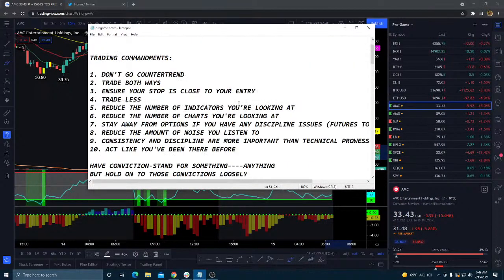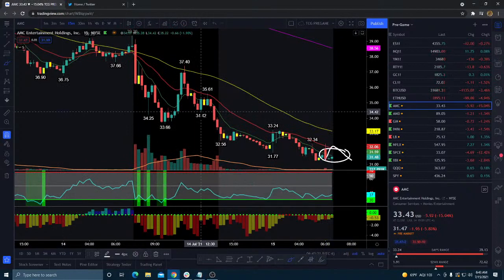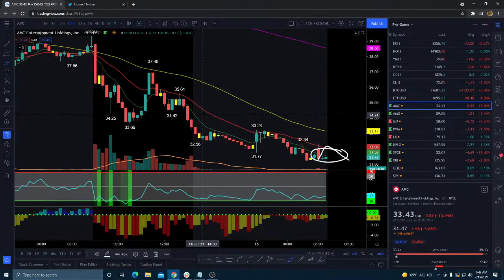So last week, I said part of the trading commandments: don't go counter trend. If you're struggling with being a consistently profitable trader, the first rule is don't go counter trend. What I'm basically telling you today is I'm looking counter trend on a lot of things. But I'm an experienced trader. Doesn't mean I'm perfect. God knows I'm not. But for the experienced trader, these offer amazing opportunities.